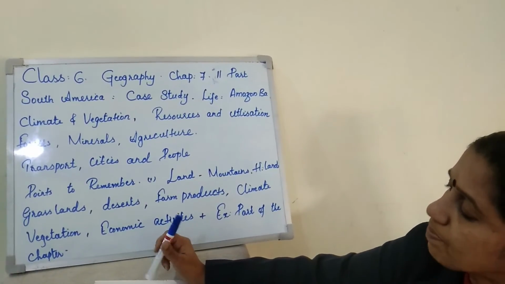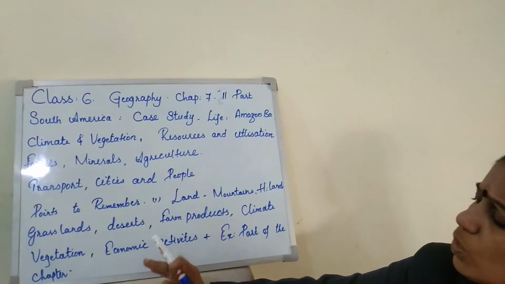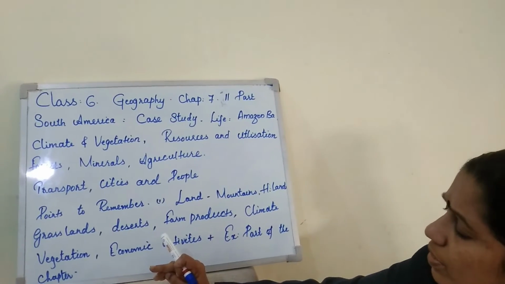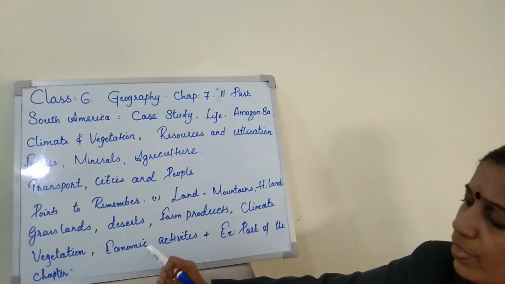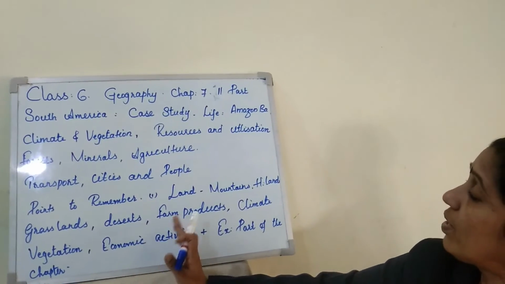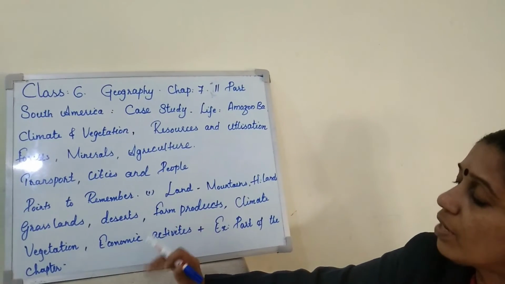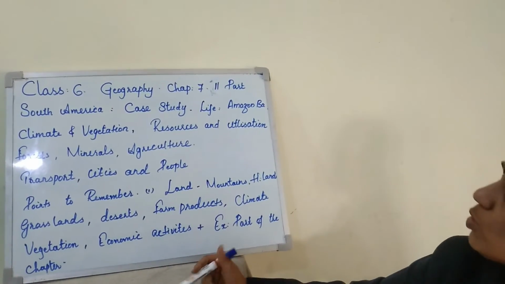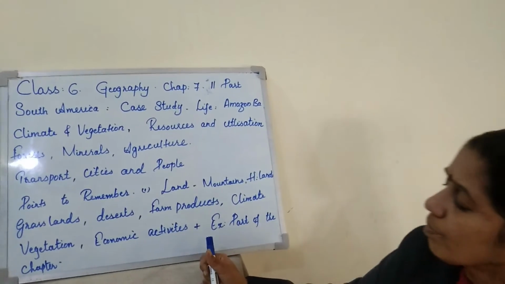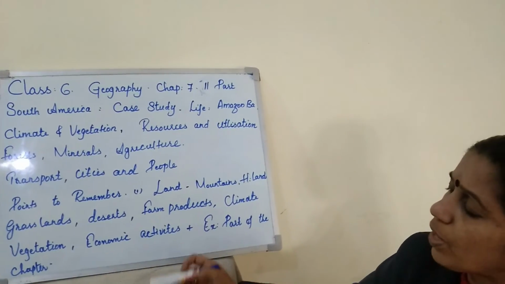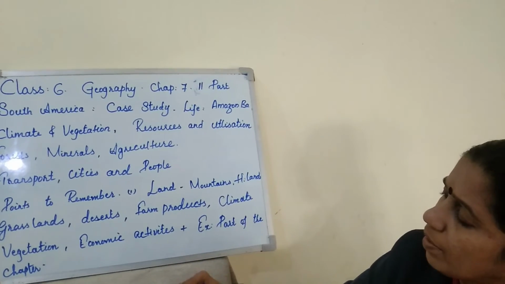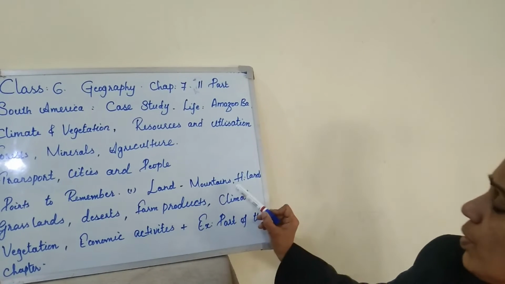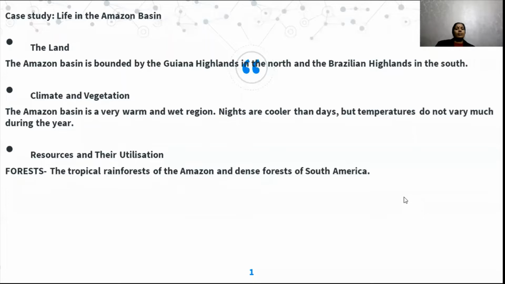Shifting cultivation means they are not permanently cultivating anything there. Crops are grown on a plot as long as its fertility lasts, then they move to another place. Then next one, animals are also commonly reared there, and that is part of the Amazon basin. And next topic is transport and utilization. Transport is also mentioned.